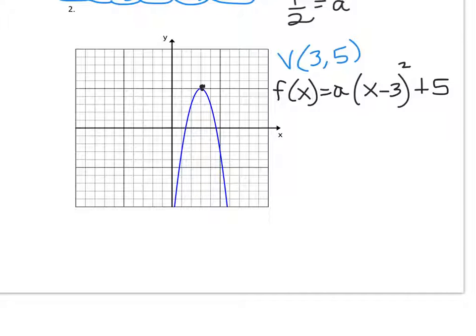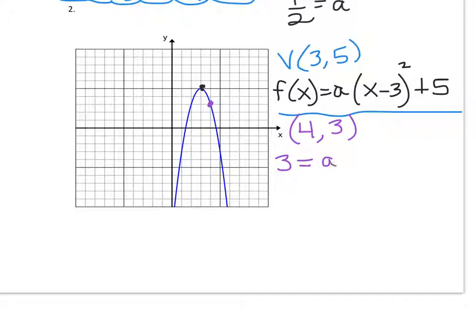Okay, so now we're going to find one other point. That's where we are so far. Let's find another point. It's got to be a nice whole point, so I'm going to choose this point right here. Okay, and that is the point (4, 3). So now I'm going to plug that in. I'm going to take my 4 for x and 3 for f of x. So it's going to look like this.